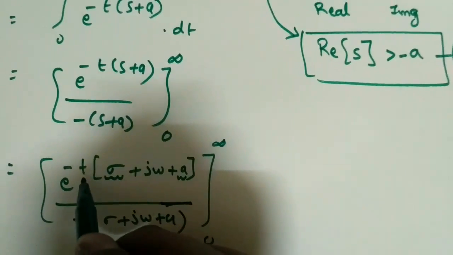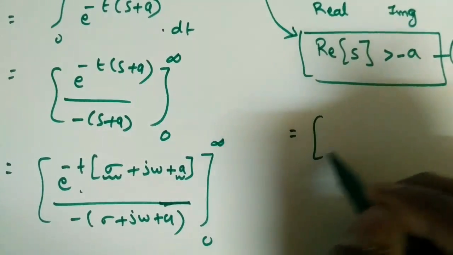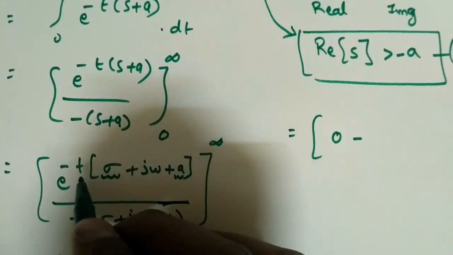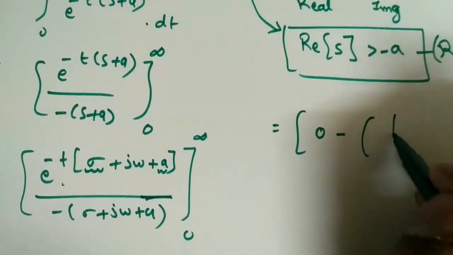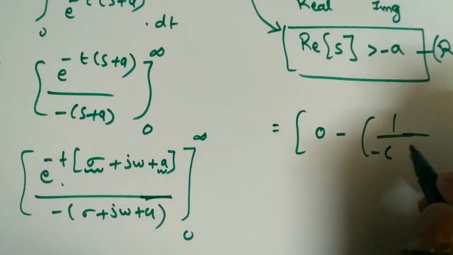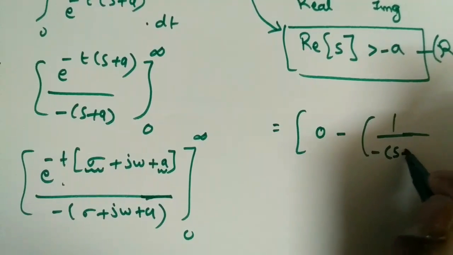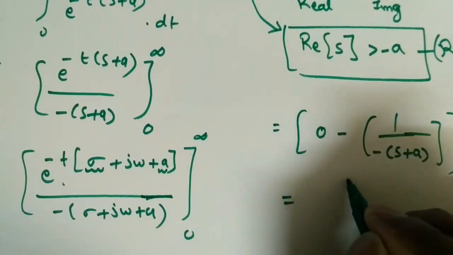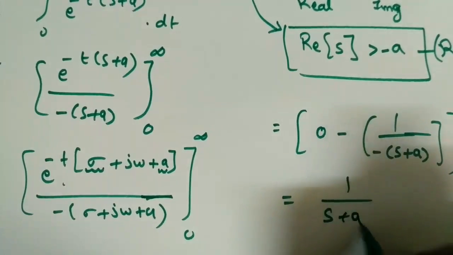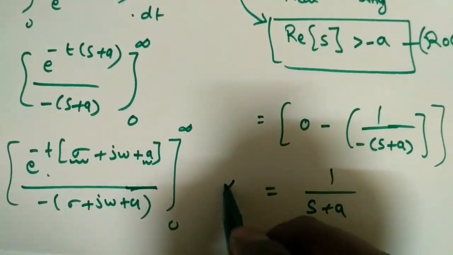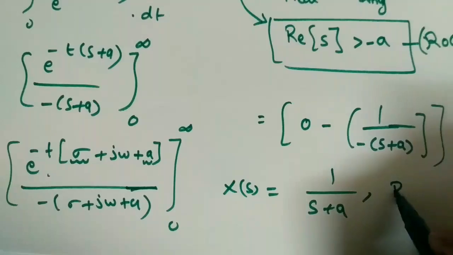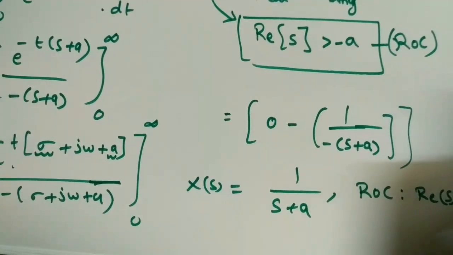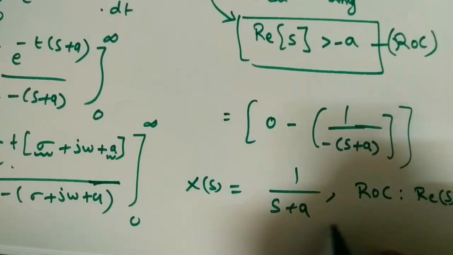If I substitute e power infinity here, I will get 0 minus. And if I substitute e power 0, it will be 1, but it is having minus of sigma plus j omega, so I will simply write s plus a. So what is the Laplace transform of this signal? 1 by s plus a, and always we need to represent the ROC. ROC is what? Real of s is greater than minus a, right?